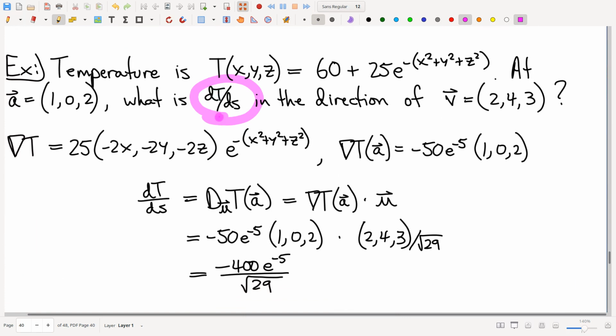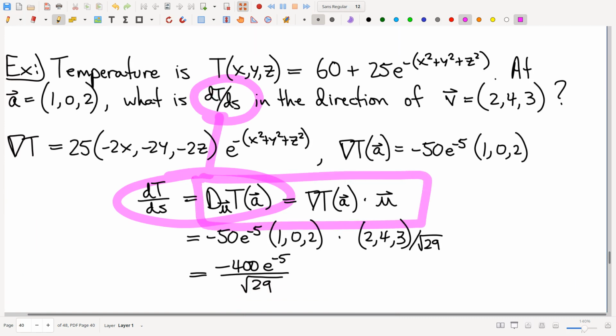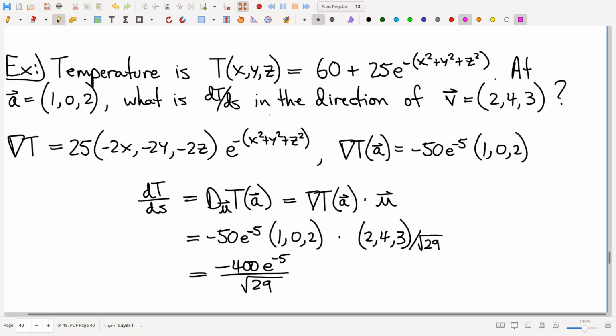Notice dT/dS computed with directional derivative. Directional derivatives computed with that usual dot product. And again, we find ourselves with just kind of a plug and chug situation. In particular, the gradient. You have to take the appropriate partials, which is admittedly a little annoying, there's chain rule, etc. But you just take the various partials, plug in the given point. There's your gradient.